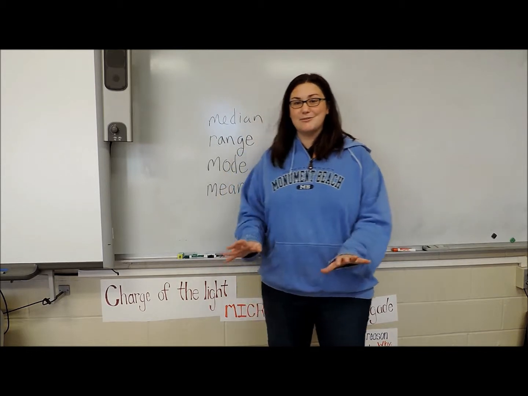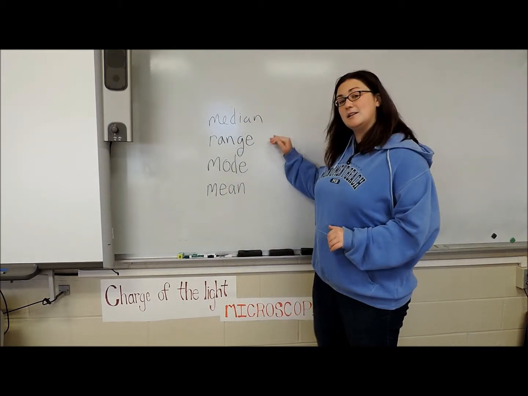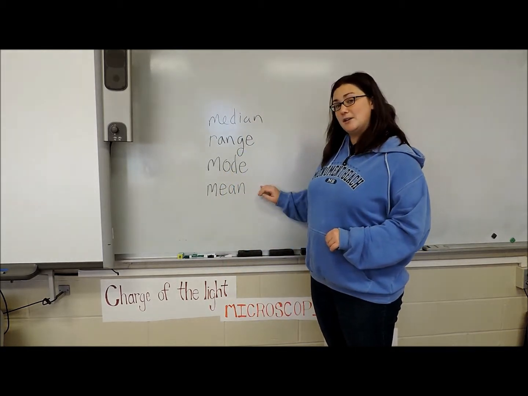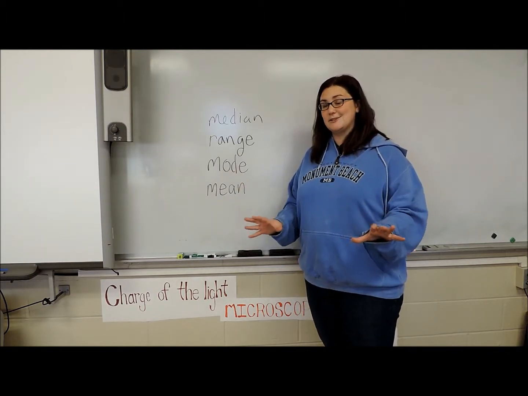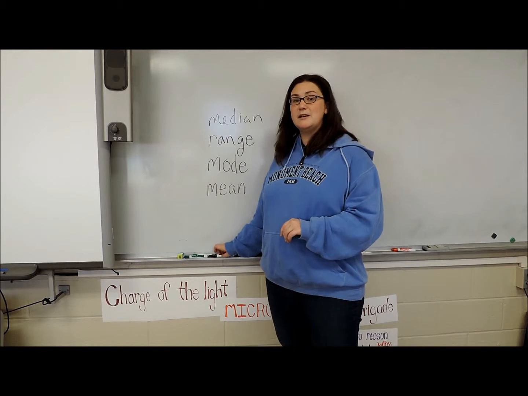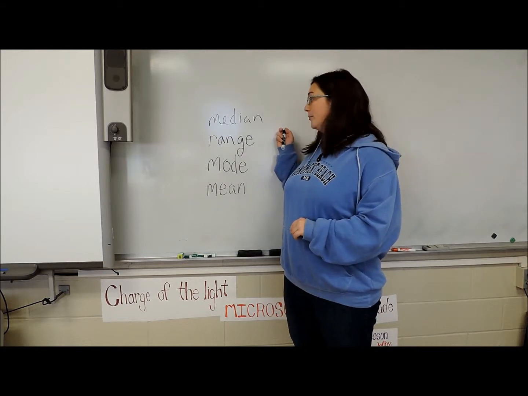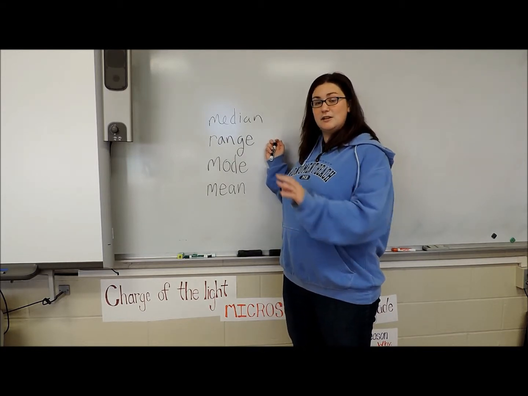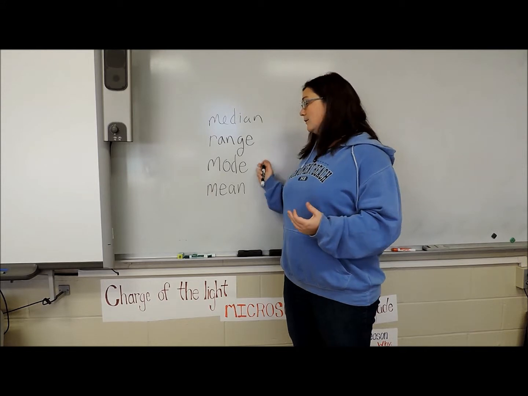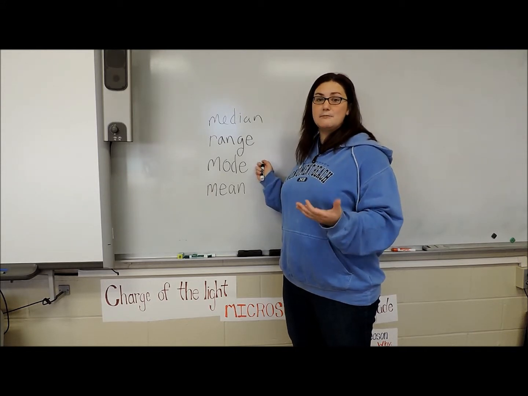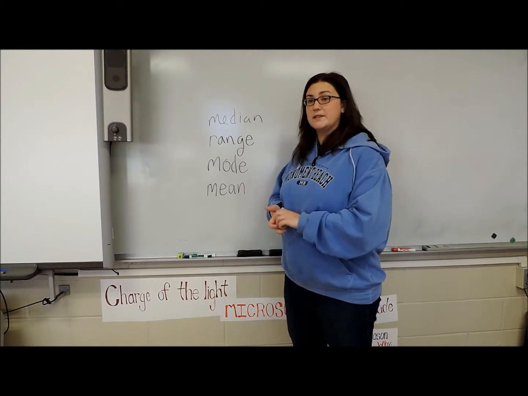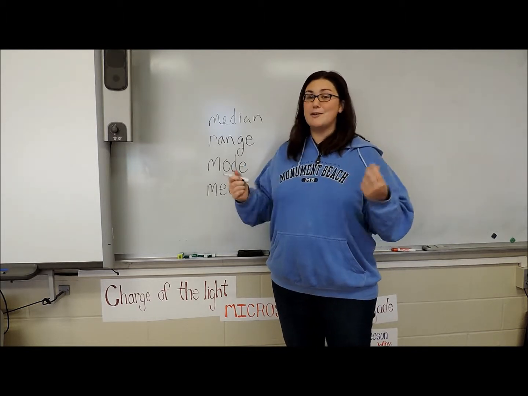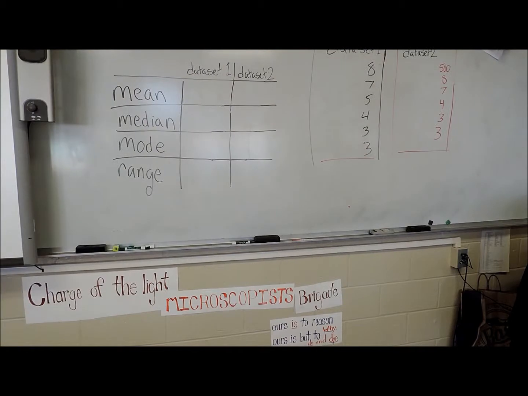So let's start with some of those old ones: median, range, mode, and mean. Hopefully you know how to do all of these to begin with, but let's just review really quickly. Median, that would be the middle number. Range, it's from lowest to highest. Mode is the number that appears the most. And mean would be your average. So let's make up some random numbers that we can use.